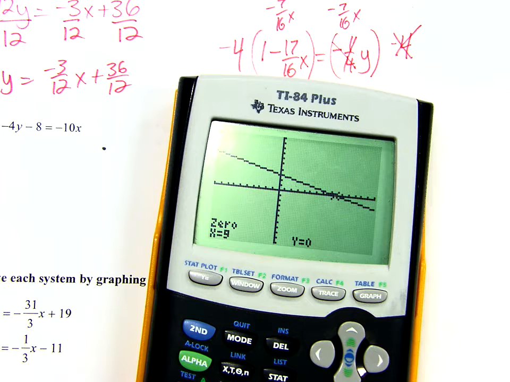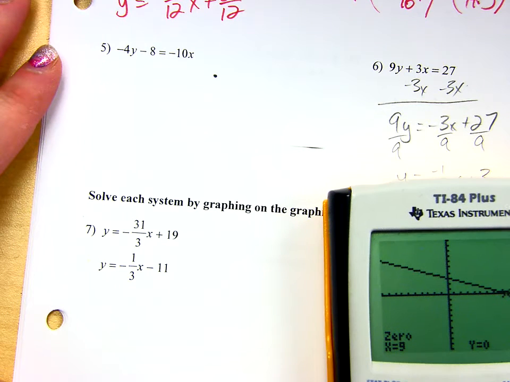Okay, so today we're going to talk about... Take a look at number 7 on your sheet here.